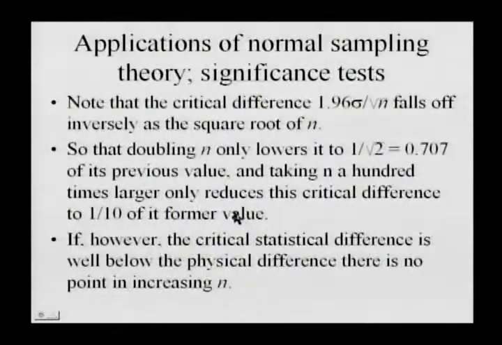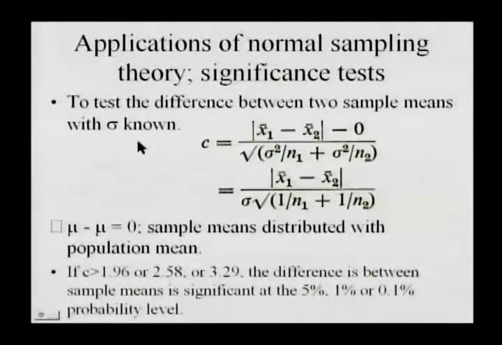So in thinking about increasing our sample size such that we are more likely to achieve a statistically significant difference, we see that several-fold increases in the sample size, sometimes tens or hundred-fold, are necessary to have a really relevant impact on the test statistic ultimately. Sometimes just increasing our sample size by 1 or 2 won't have a very big effect, as you see here. If, however, the critical statistical difference is well below the physical difference, there is no point in increasing n. So there are times when increasing n simply cannot have any effect.